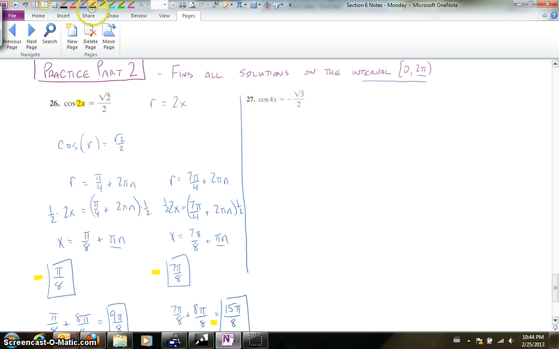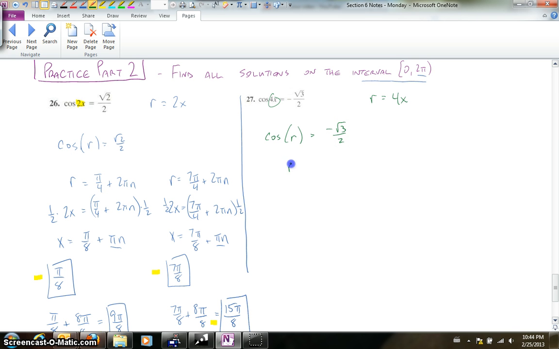Last example, and this will be the one that challenges us the most, but we can take care of business here, I'm sure of it. So same thing, again, our trig equation has a coefficient on the variable, so we're going to substitute that out. We're going to say that r is equal to 4x. So we've got the cosine of r is equal to negative radical 3 over 2.